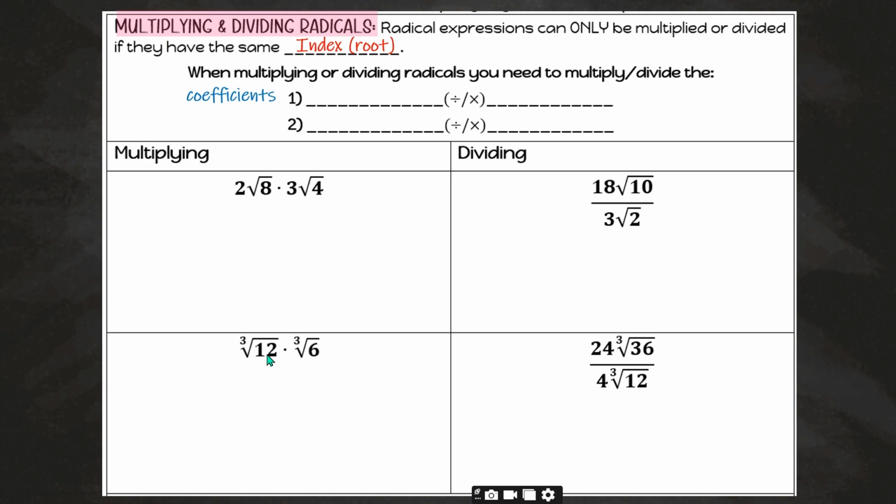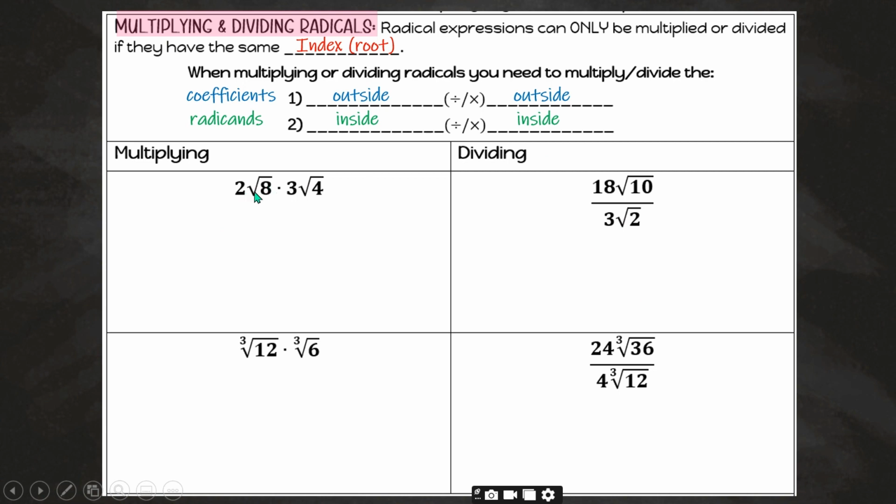So when multiplying or dividing radicals, we need to multiply or divide the coefficients. So the outside times the outside. And then we do the radicand. So the numbers underneath the radical, which is the inside of the radical, times or divided by the inside. Okay, so let's take a look at our first example here when we are multiplying.